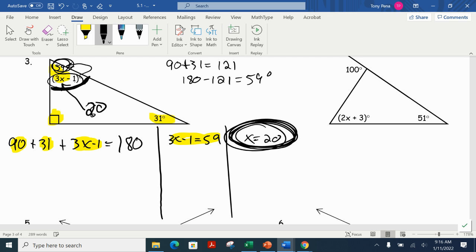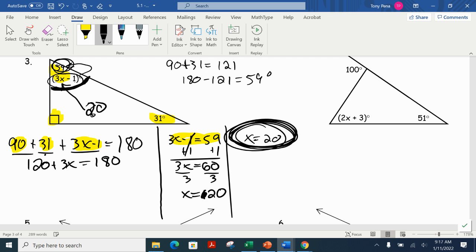But now if we solve these two equations that Ella and Tyler gave us, if I add that 1 over and then I divide by 3, wouldn't this also have told us that x is 20? Okay. If we do it the way that Tyler did it, add these all up. So 90, 31, what is that? 120 plus 3x equals 180 if we combine like terms. If we now continue to solve his equation, we get right back to this 3x equals 60. Wouldn't this also give you a 20?